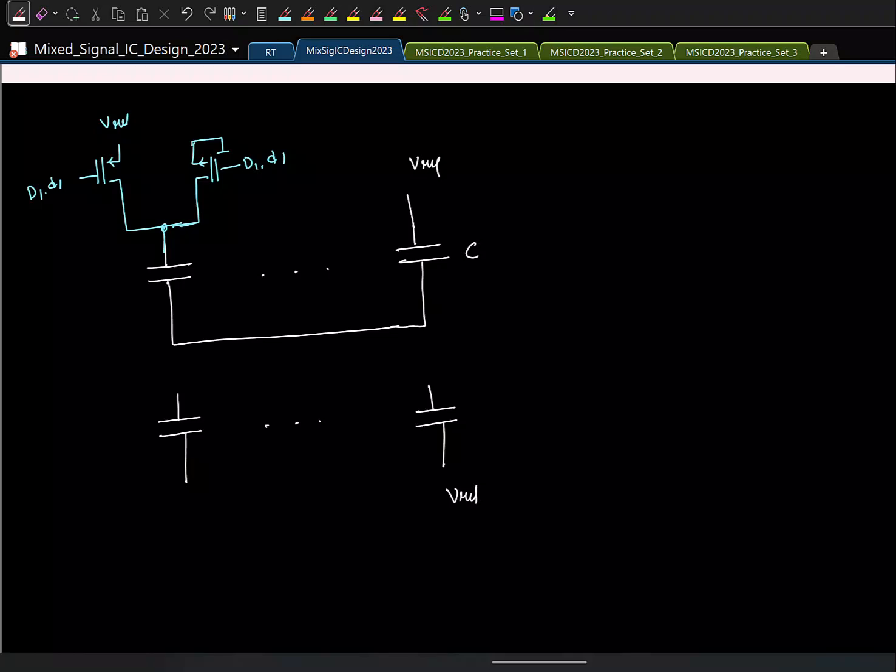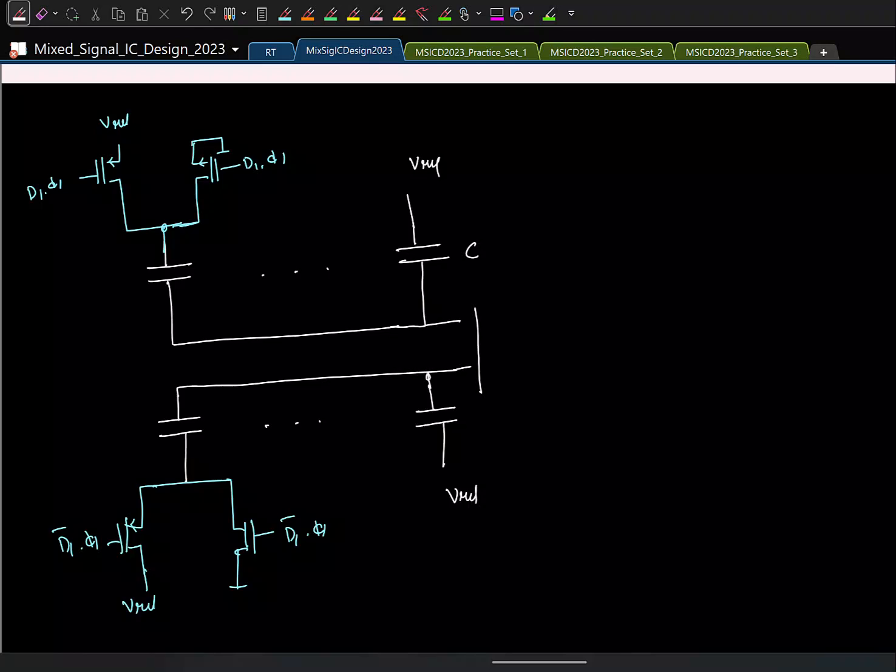This is always connected to Vref, but all the other capacitors you connect to Vref or ground. So this will be D1 bar times Φ1. This is the negative side. These two actually go to the comparator. And remember that we also have to sample the input, right? So we should have a switch here. And what should be the control for the sampling switch? ΦS.